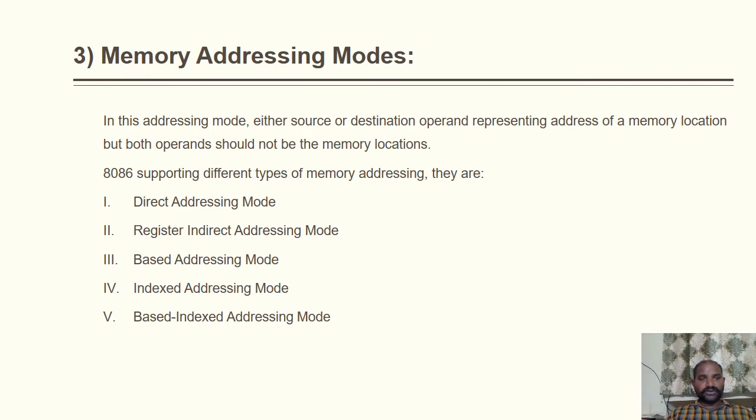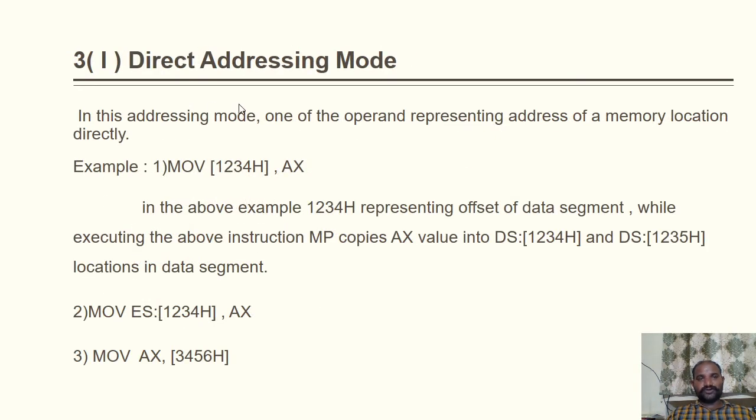If you want, you can note down this definition: either the source or the destination operand represents the address of a memory location, but both operands should not be memory locations. The first type supported by the 8086 microprocessor as a memory addressing mode is the direct addressing mode, which uses either the source or the destination as a memory location.